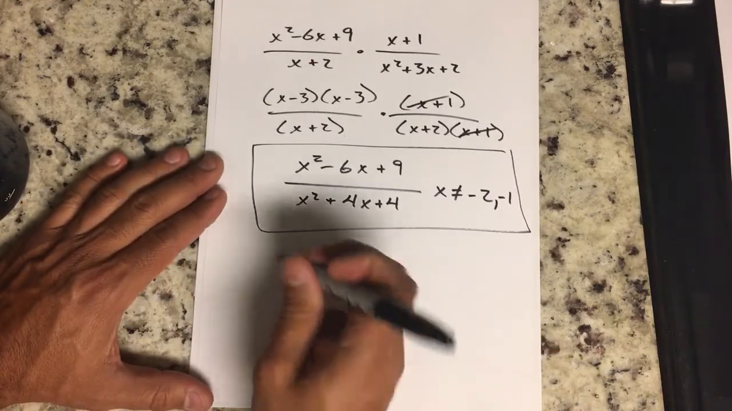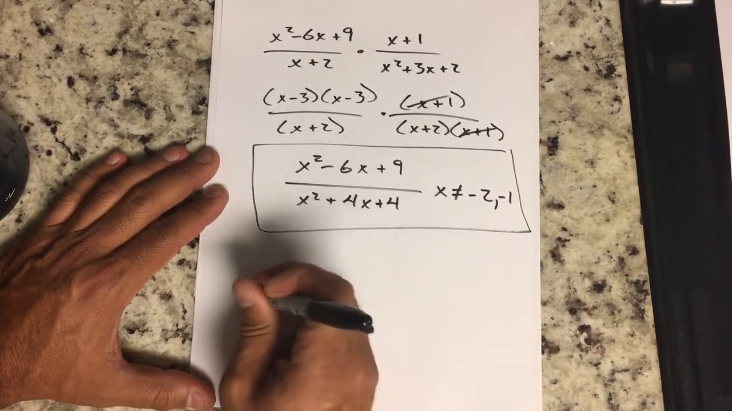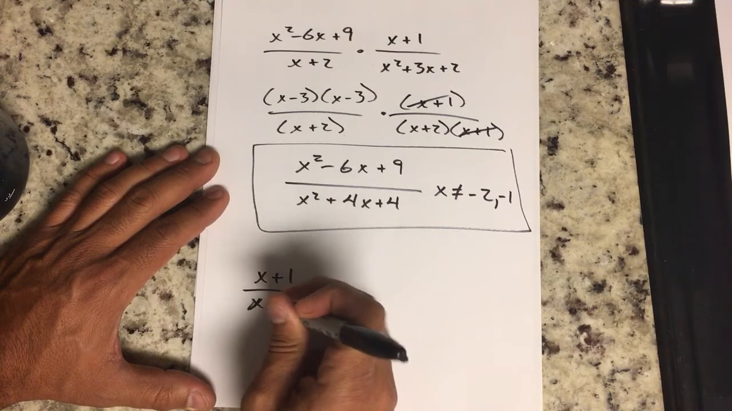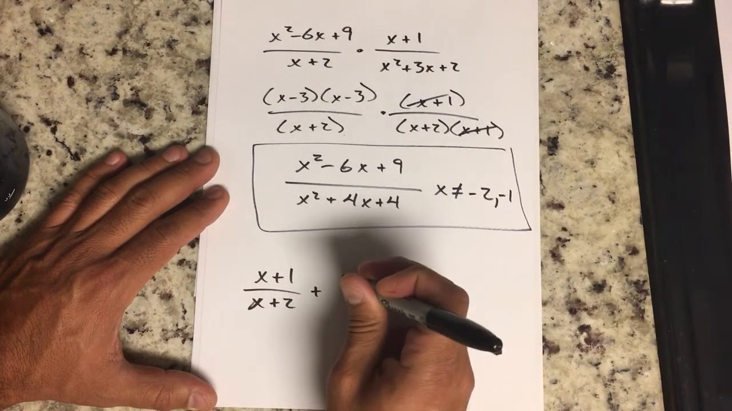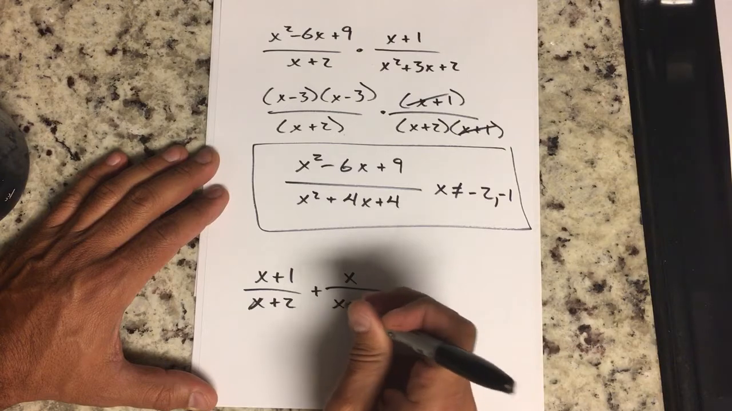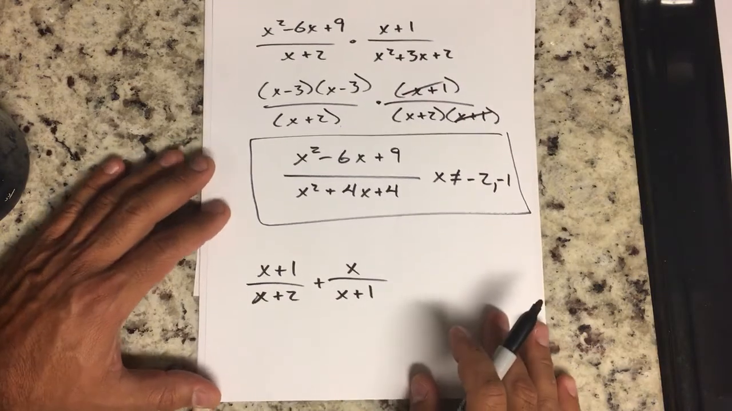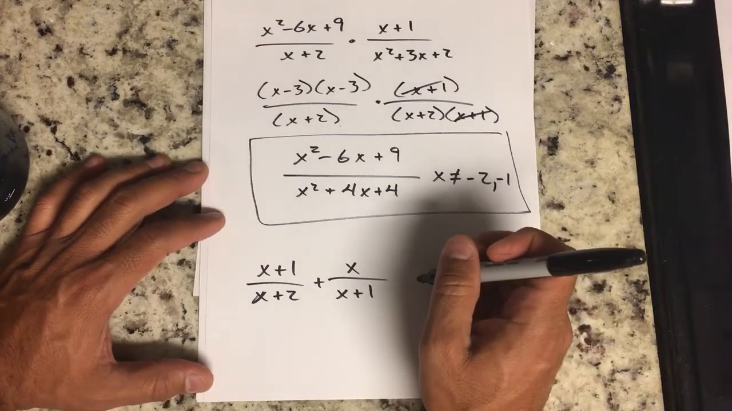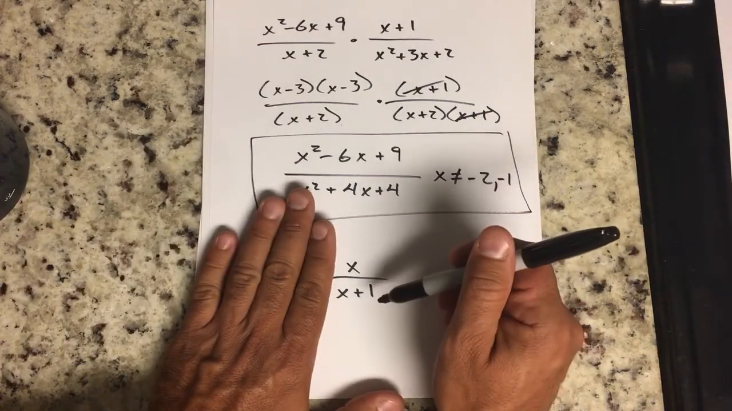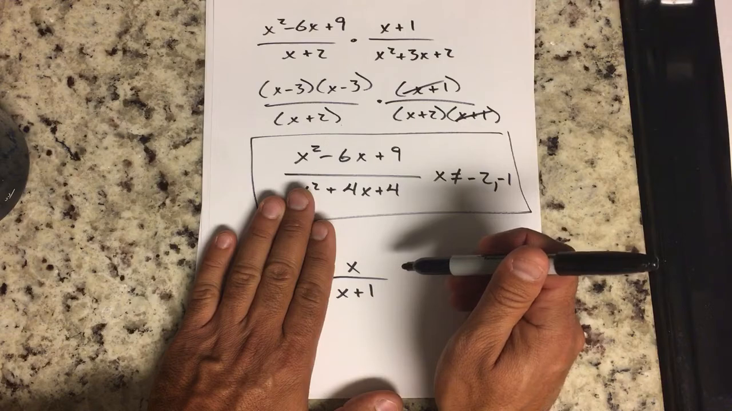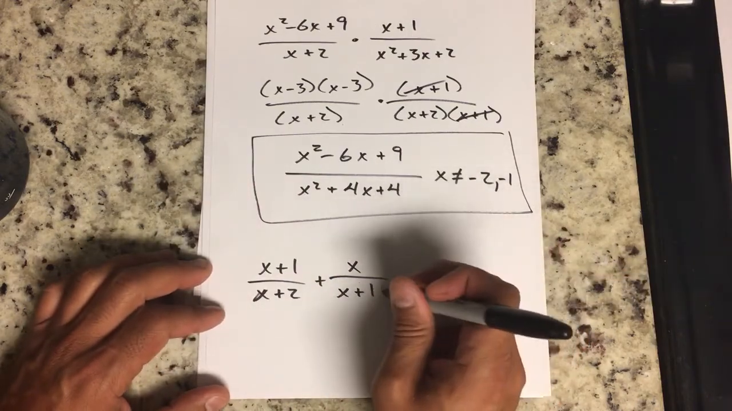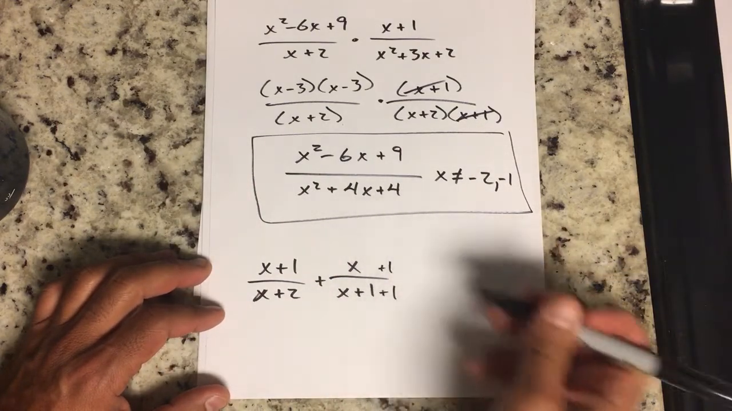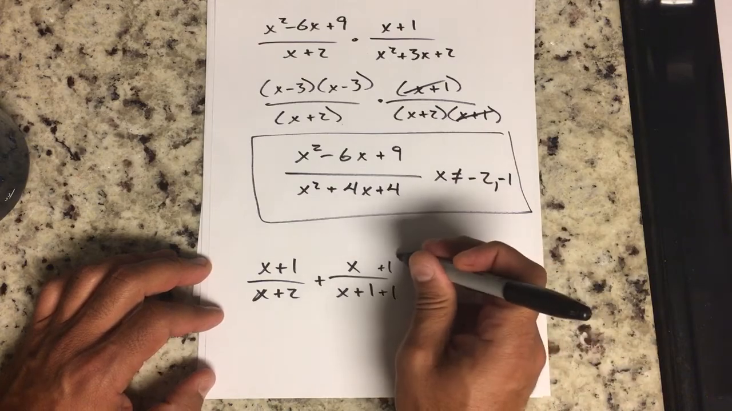Adding and subtracting is a little bit tougher. Why? Because I have to have a common denominator. The only thing I can do to an expression is multiply it by a variation of 1. What I always see people try to do is add 1 to this and add 1 to this. That's not multiplying by a variation of 1.